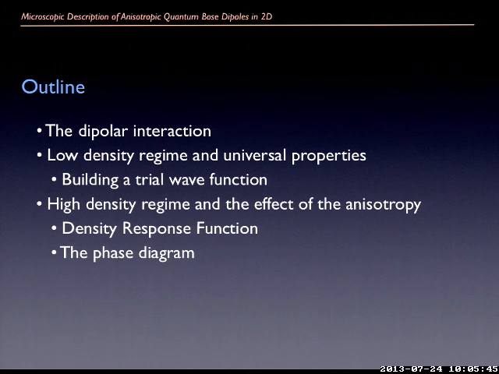And for doing that, we need to build up first a wave function, which we will try to build in an analytical way, more or less. A trial wave function that will be done more or less analytically. Once we have that described, we will go to the high density regime and look for special effects induced by the anisotropy of the interaction into the system. We will then move into the description of the density response function, and finally try to say something about what the phase diagram of the system is.